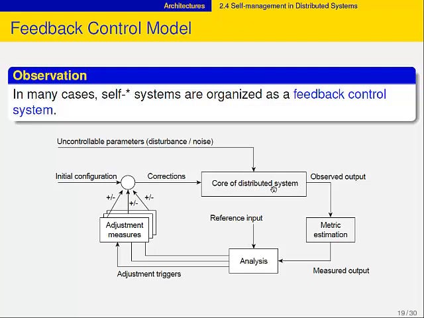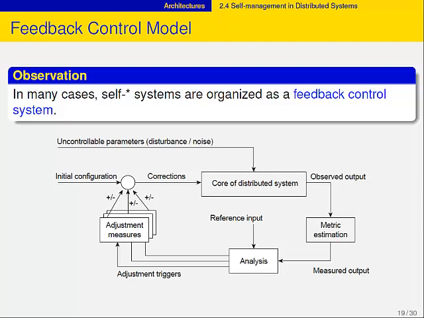You have the core of your distributed system, and you measure output. And don't worry, I'm going to come to a very concrete example in just a minute. Once you have observed output, you try to measure what is going on. So you have a metric estimation part. Okay? Once you have your measured output, now comes the fun part. You do analysis. You do an analysis of what you just saw. And given the fact that you know what a good behavior would be, that's your reference input over here, you can take all kinds of measures to change the behavior of your distributed system. Okay? What I just described here is a so-called feedback control loop.